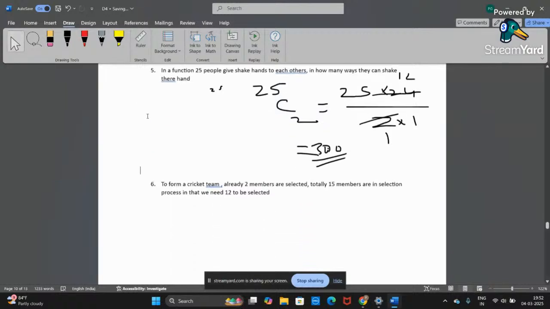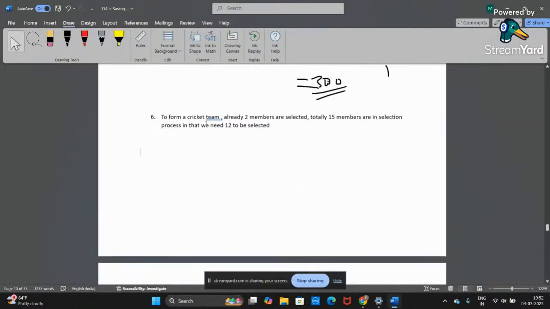Okay. Now let's move on to next one. To form a cricket team, already 2 members are selected. So totally there are 15 members in the selection process. In that we need to select 12. So 2 are already selected. We need to select 12 from 15. 2 are already selected, that means 15 minus 2 is 13, right? In 15 we need to select 12, but already 2 are selected. So in 13 members we have to select 10.